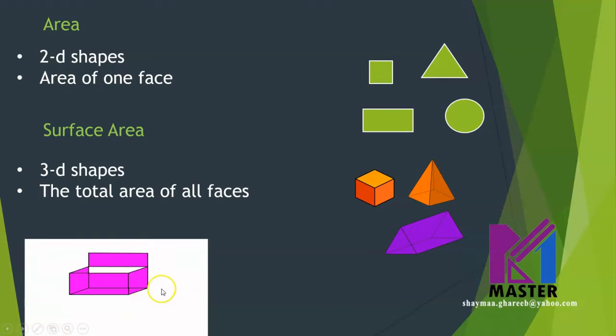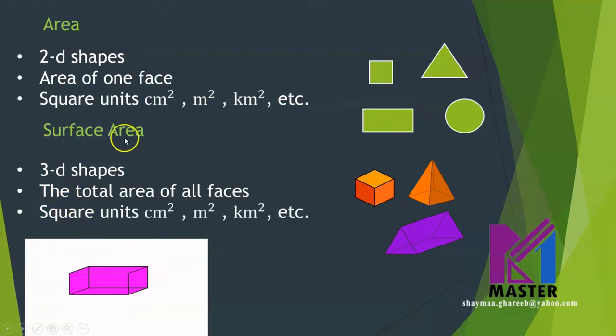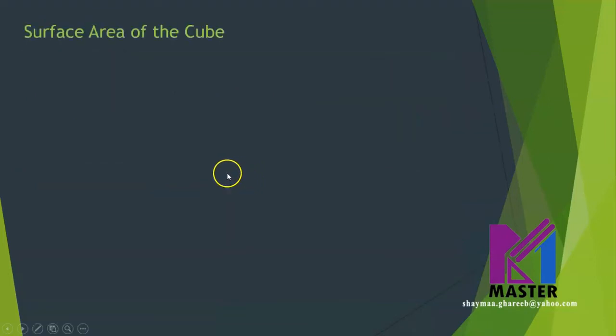Okay? Now, what about units of measuring area and units of measuring surface area? Both of them use square units, such as centimeter squared, meter squared, kilometer squared, etc. And same for surface area, square units, same units exactly as the area. Is this clear? Now, let's talk about surface area of the cube.